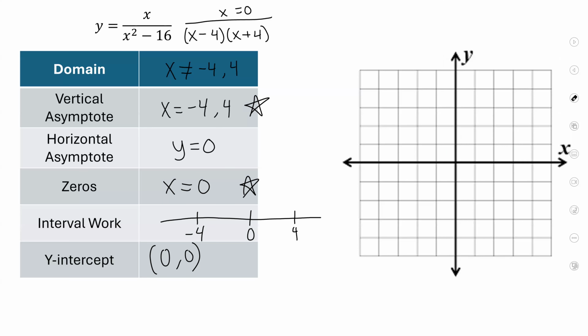So if I plug in a number that is less than -4, such as -5, I will get a negative in the numerator, a negative, and a negative in the denominator. Two negatives make a positive. A negative over a positive is negative.